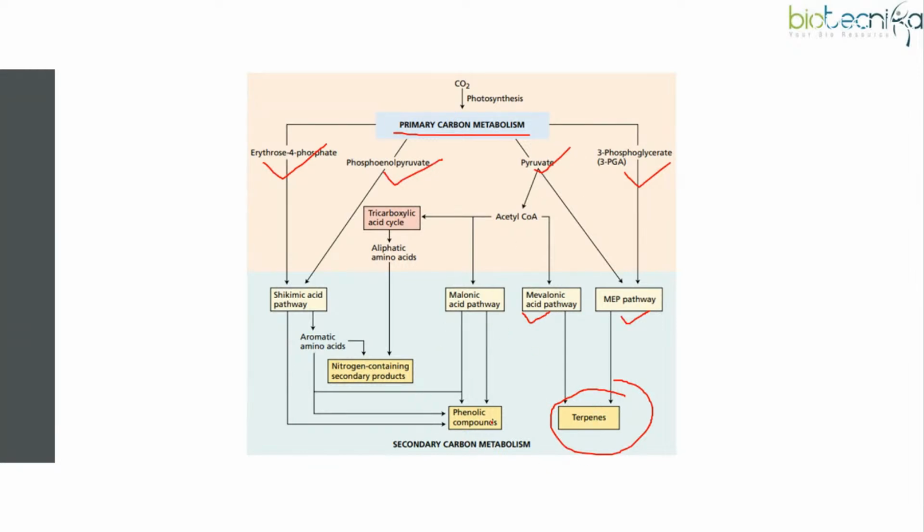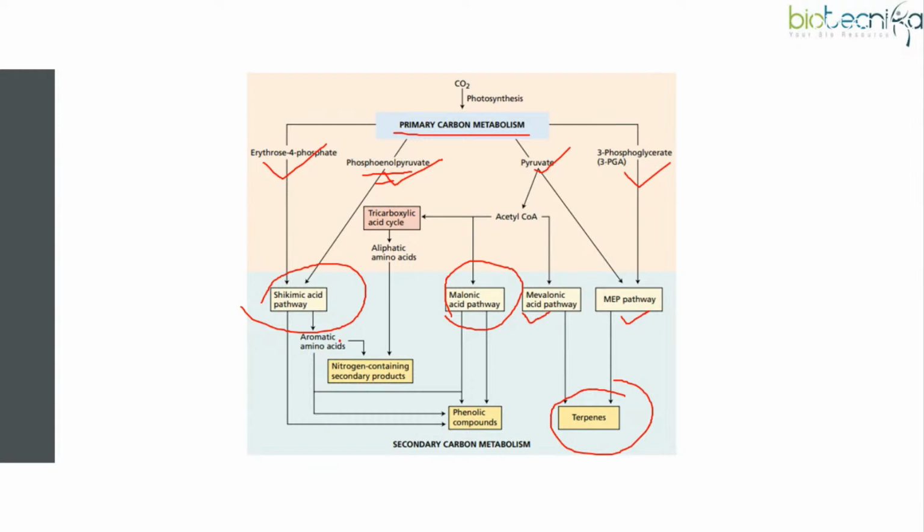If you look into the phenolic compounds, you have shikimic acid pathway and malonic acid pathway as the contributors. Again, the malonic acid pathway you get from acetyl coenzyme A. Shikimic acid pathway, you get from phosphoenol pyruvate. So they will be producing aromatic amino acids as well and are contributors of phenolic compounds.